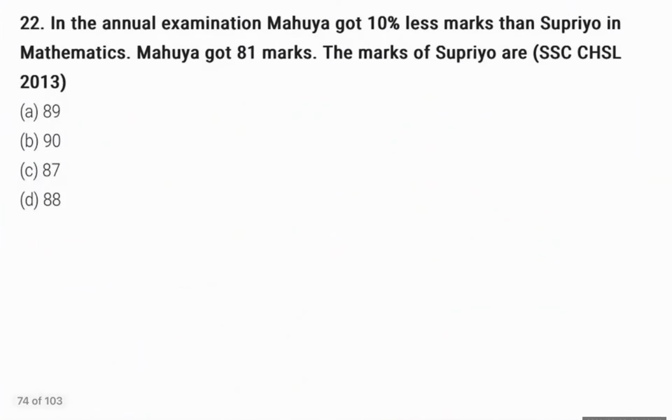Next question. Example 2. In an annual exam, Mahoya got 10% less mark than Supriya in mathematics. Supriya in maths. Mahoya got 10% less mark than Supriya.